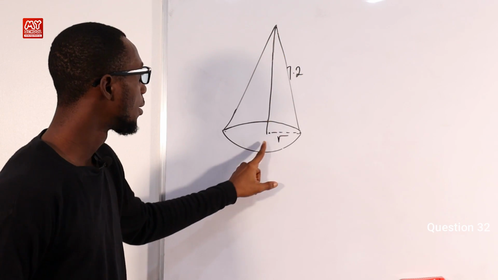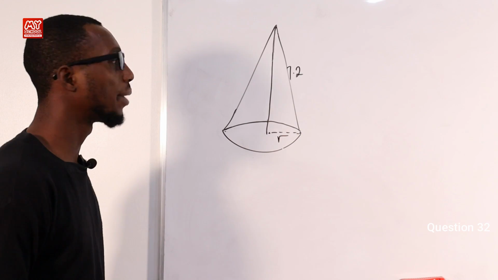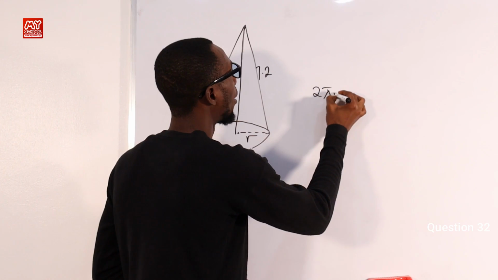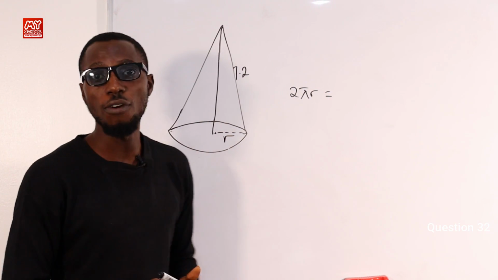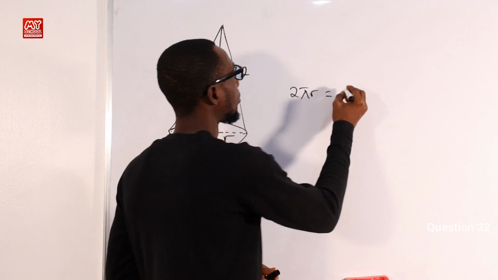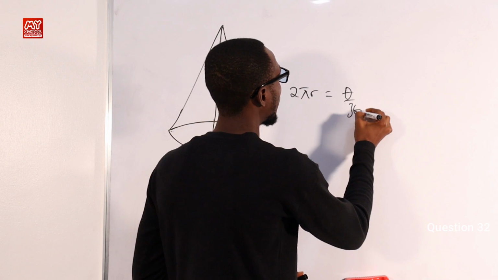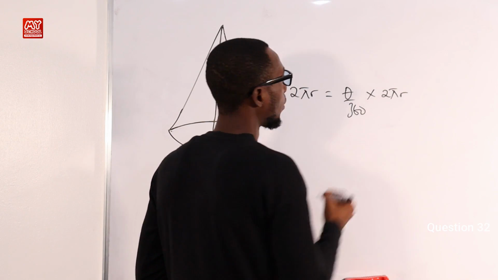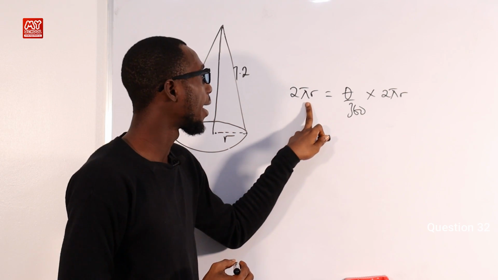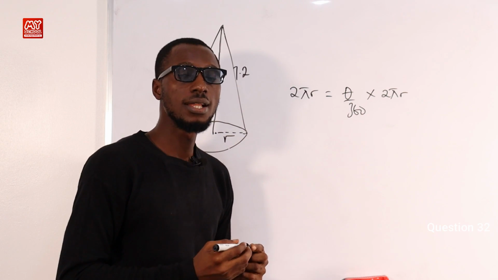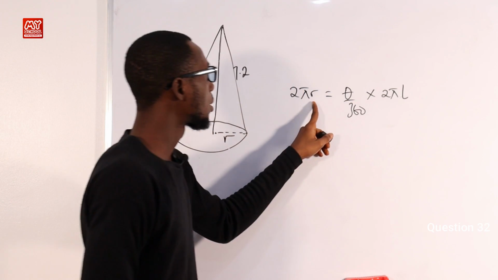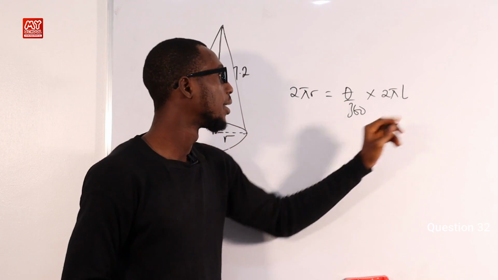So we are asked to find the radius for the base of the cone. And we remember that the base circumference for this cone is 2 pi r, which equals the length of an arc, which is theta over 360 times 2 pi L. All right, so we can see that we have 2 pi r for the circle, because we are asked to find the radius, so we have the length here.